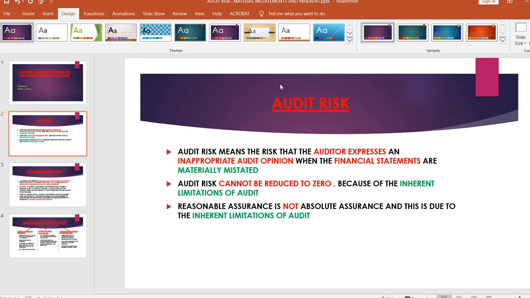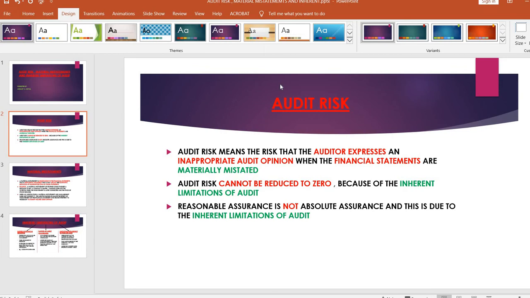So this is what audit risk means. Let's say it one more time. Audit risk means the risk that the auditor expresses an inappropriate audit opinion when the financial statements are materially misstated. What is materially misstated is the next slide. Okay. Audit risk cannot be reduced to zero.